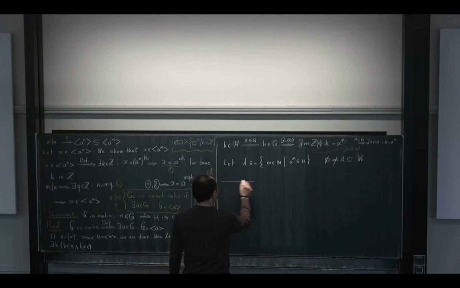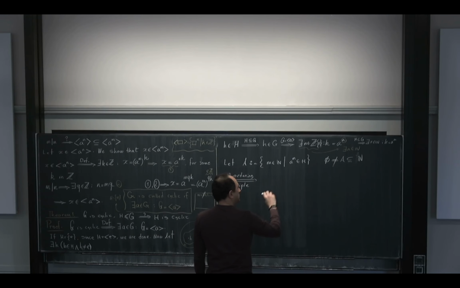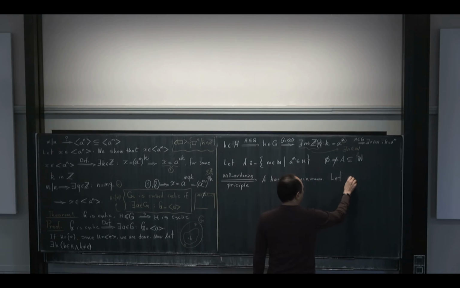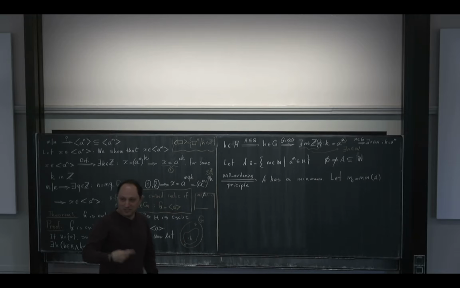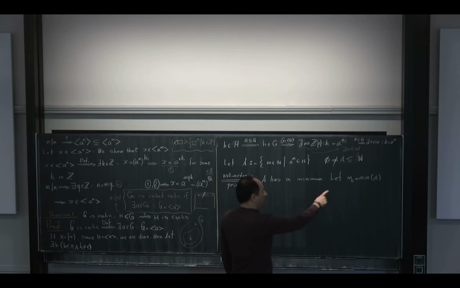So by the well-ordering principle, there is a minimum for it. A has a minimum. So let M naught be equal to the minimum of A. So the existence of the minimum should be proven first. So M naught is this one.